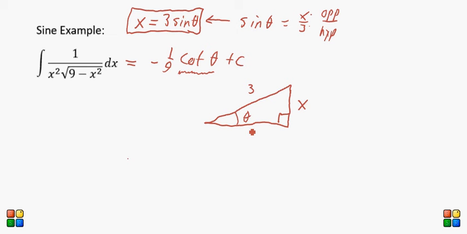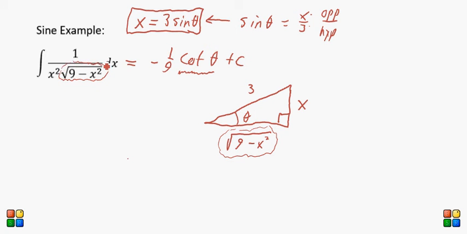And if I know two sides of a right triangle, I can find the third using the Pythagorean theorem. This third side squared plus x squared equals 3 squared. So this third side is the square root of the hypotenuse squared minus x squared. That's the third side of the triangle. And just notice that this third side happens to be something that was in the original integral.